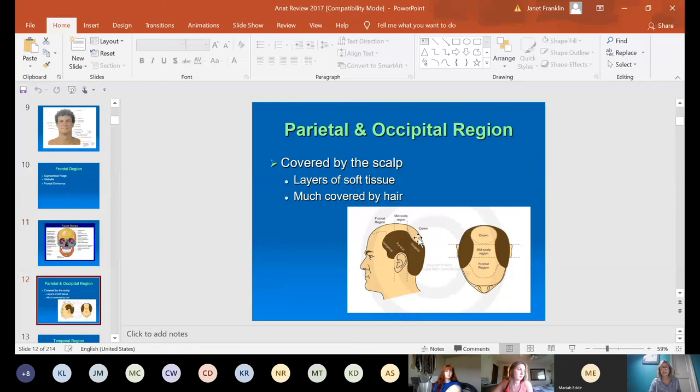In your parietal and your occipital region, it's really pretty uneventful. Just know that it's usually covered with hair. Your parietal are the two bones up at the top, and your occipital is the one around the back, the base of your skull.